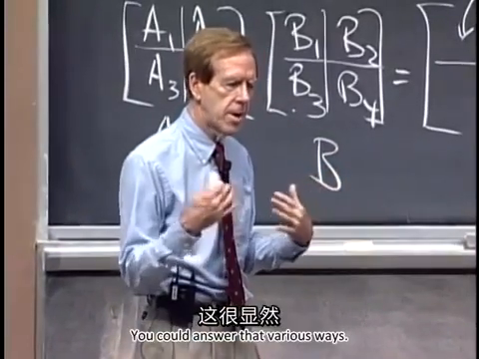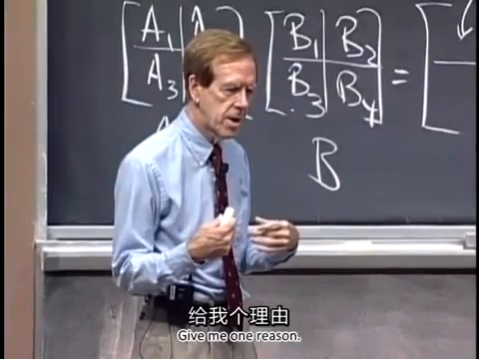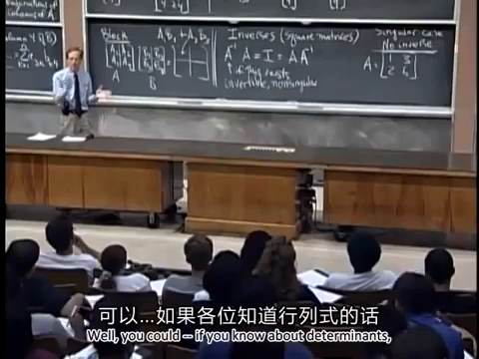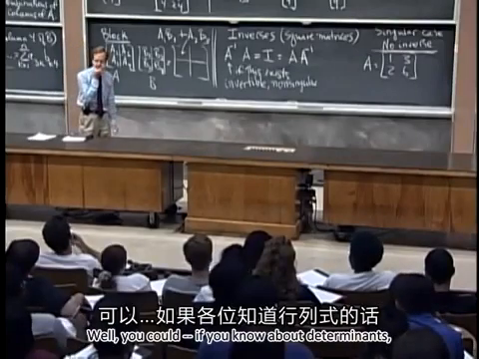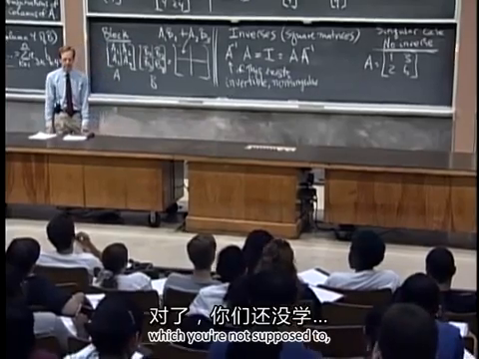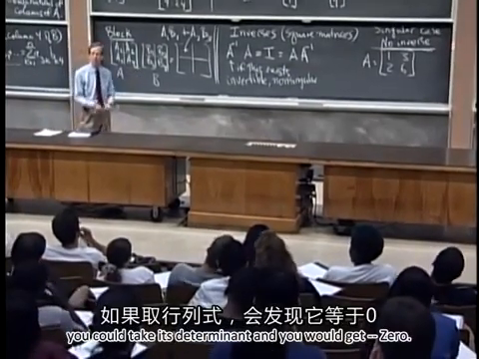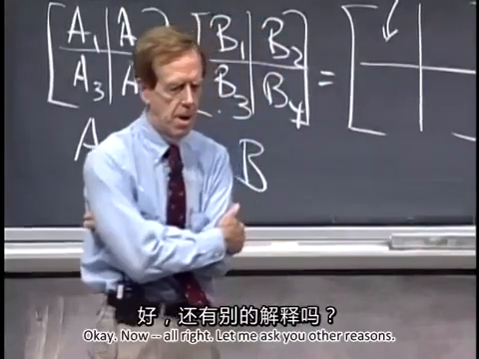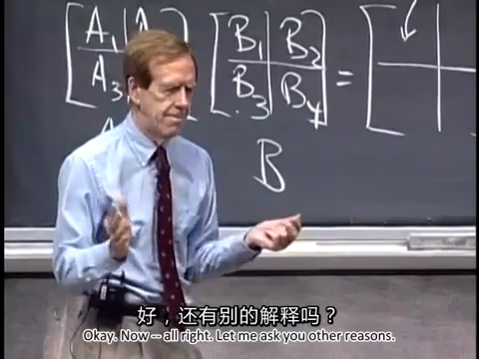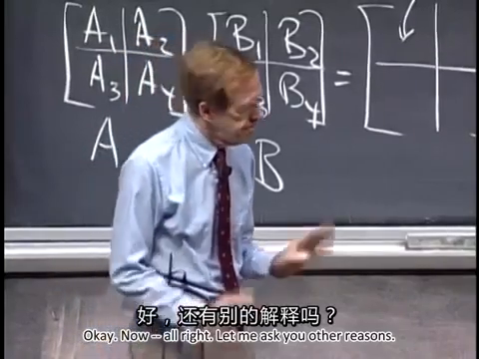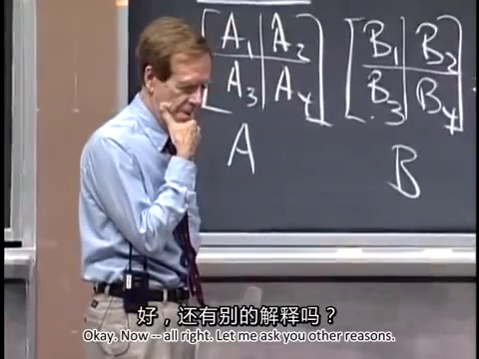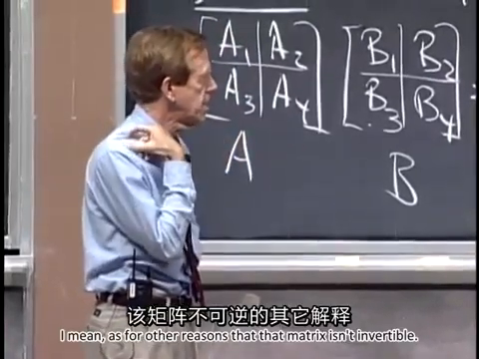You could answer that various ways. Give me one reason. Well, if you know about determinants, which you're not supposed to, you could take its determinant and you would get 0. Now, let me ask for other reasons that that matrix isn't invertible.